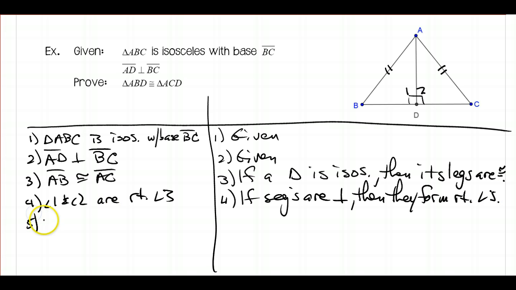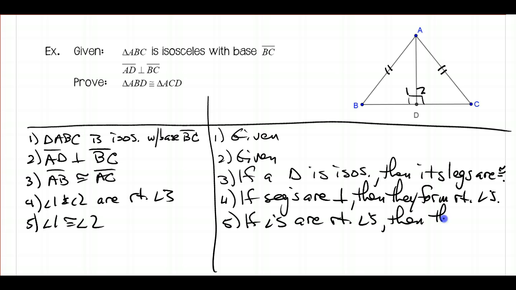So now that I know that they're right angles, I know that they're congruent. Angle 1 is congruent to angle 2. If angles are right angles, then they are congruent. So I've got the right angles congruent. I've got the hypotenuse of each congruent. This is the hypotenuse.